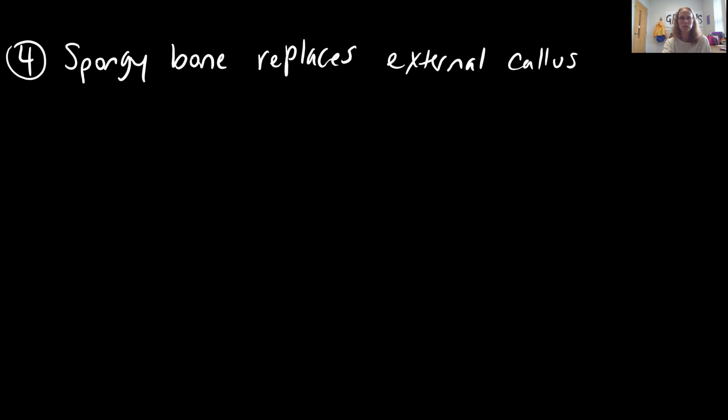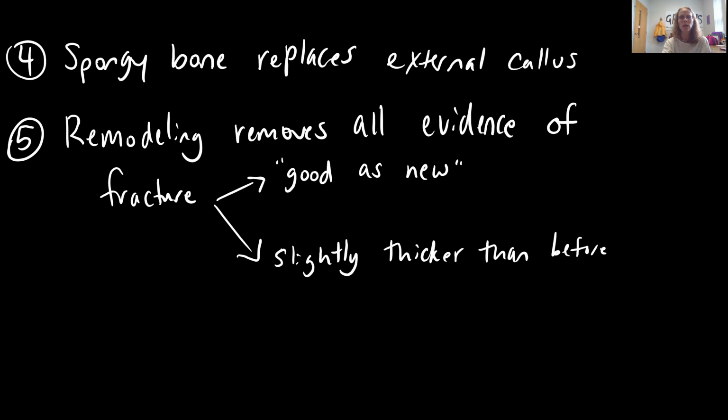From there, you'll see that the spongy bone will replace that external callus. So we had cartilage, now we're getting spongy bone, and then ultimately that will be remodeled into the compact bone such that all evidence of that fracture should ultimately disappear through that remodeling process.